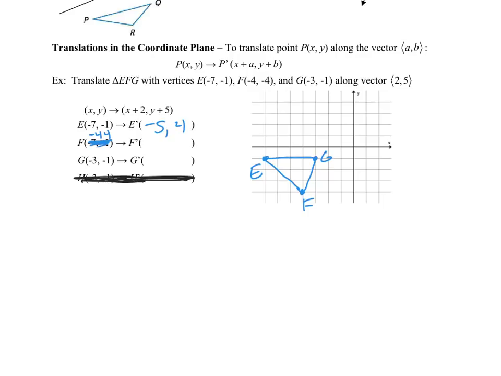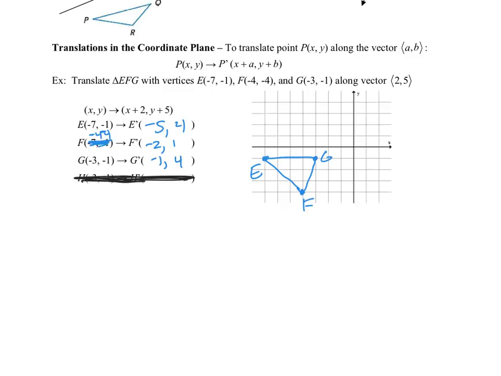Okay. So, oops, I'm missing a negative sign here. So let's take point F, whose coordinates are -4, -4. Let's increase the x value by 2 and the y value by 5. So -4 plus 2 is -2, and -4 plus 5 is +1. And then finally G, whose coordinates are -3, -1. When we increase -3 by 2, -3 plus 2 is -1. And then -1 plus 5 would be 4. So let's go ahead and plot those 3 points.